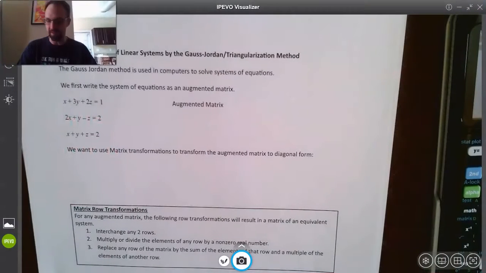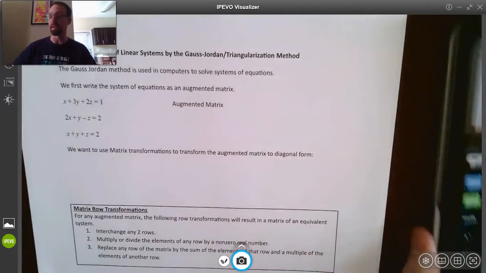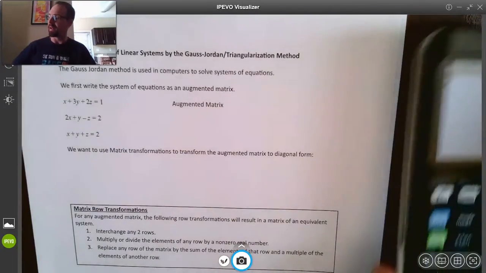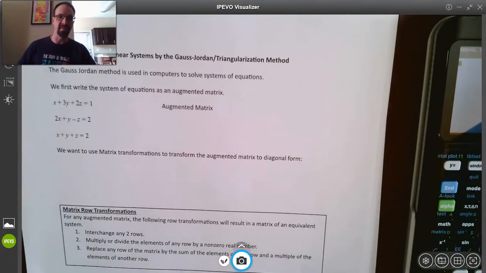This one's over matrix solutions of linear systems, and this says by the Gauss-Jordan triangulation method. I'm going to be really focusing on how we can use technology in this particular chapter. Specifically, you're going to be using your graphing calculator to be able to really simplify this process.